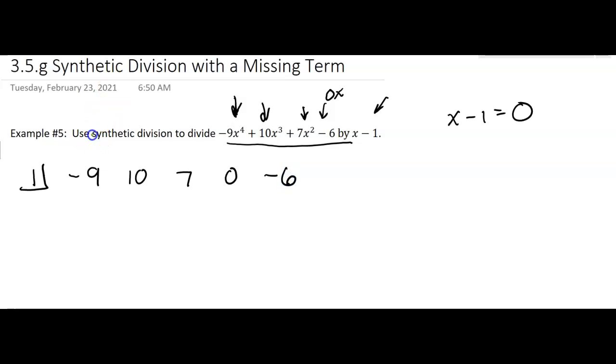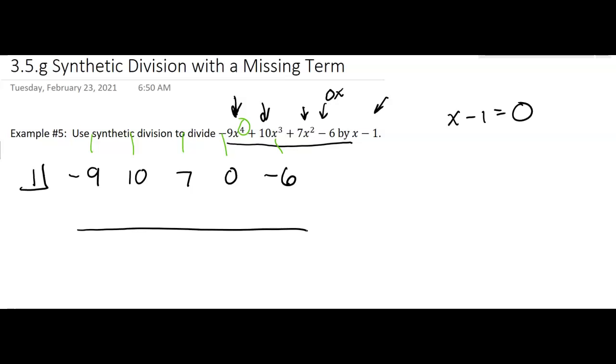I have 1, 2, 3, 4, 5. You're always supposed to have one more than the degree. So if it's 4th degree, you're going to have 5 coefficients. If it's 10th degree, you're going to have 11 coefficients. You're not going to see anything like that. Don't panic. I don't think you'll see that, but you could. Synthetic division's great like that because we can just make our line longer. Okay, so that's the setup. This time there was a missing term, and we have to make sure we catch that.